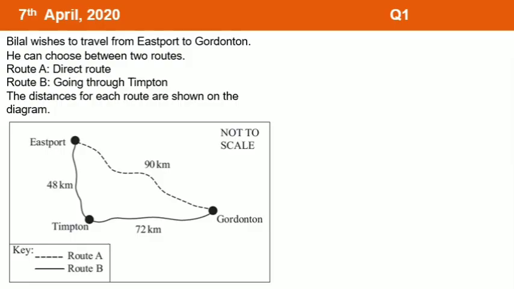Question 1. Bilal wishes to travel from Eastport to Gordonton. Here is the map that connects Eastport and Gordonton. From this map, we can see there are two types of road, right? The very first one is a direct road, we call it road A. And the second one, the one going through Timtown first, we call it road B. Now what is the difference if we use road A and road B?